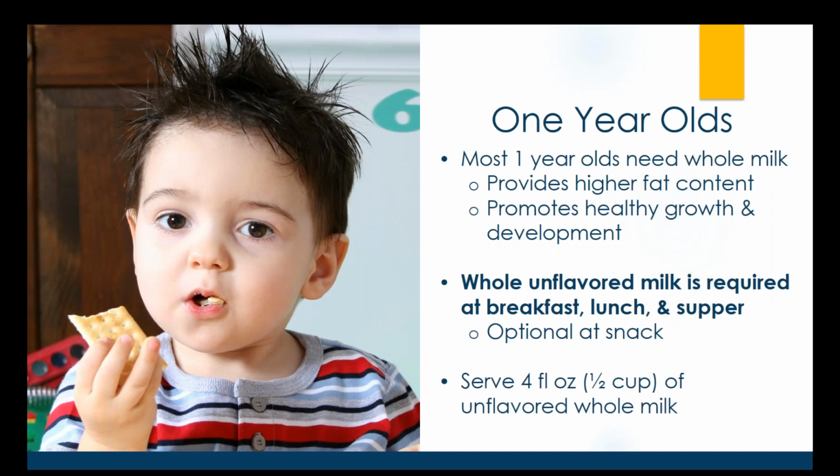According to the American Academy of Pediatrics, most children between the ages of 1 year and 23 months need whole milk because it provides a higher fat content, which promotes healthy growth and development. The CACFP meal pattern requirements call for children aged 1 year to the end of 23 months to be served a minimum of 4 fluid ounces or 1/2 cup of unflavored whole milk at breakfast, lunch, and supper, and it is optional at snack.